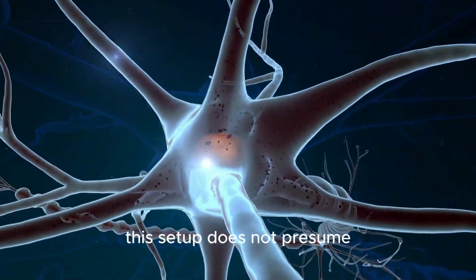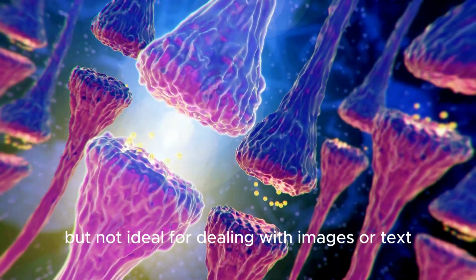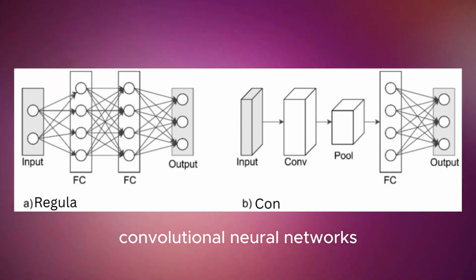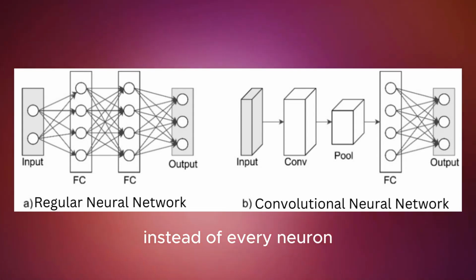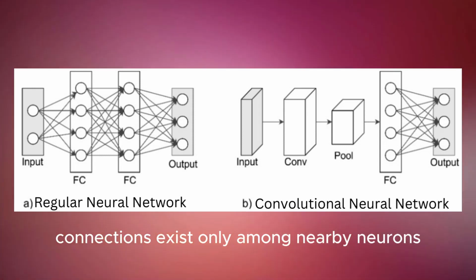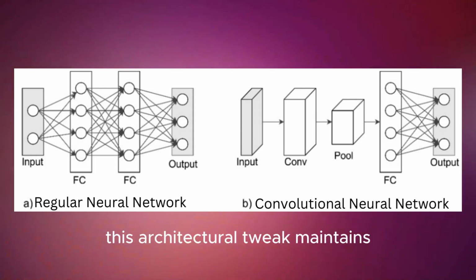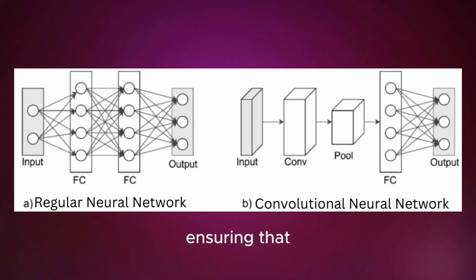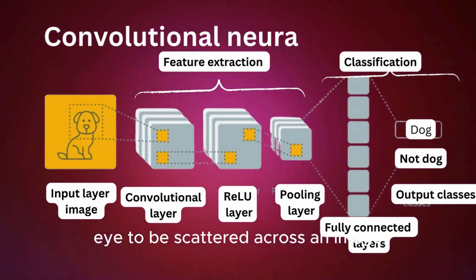This setup does not presume anything about the incoming data, which is generally beneficial but not ideal for dealing with images or text. Convolutional neural networks approach data as having spatial relationships. Instead of every neuron being connected to all neurons in the preceding layer, connections exist only among nearby neurons, all sharing the same weight. This architectural tweak maintains the spatial integrity of the data, ensuring that, for instance, the network doesn't misconstrue an eye to be scattered across an image.